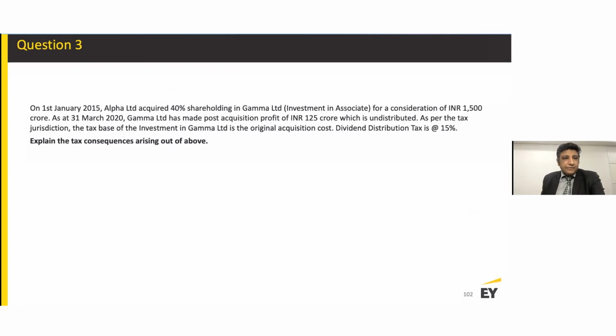We are given this scenario where it says that on 1st of January 2015, Alpha Limited acquired 40% shareholding in Gamma Limited, which makes it an investment in associate, for a consideration of 1500 crores. As at 31st of March 2020, Gamma Limited has made post-acquisition profits of 125 crores, which is undistributed. It simply means that Gamma has not paid any dividend out of this profit. As per the tax jurisdiction, the tax base of the investment in Gamma Limited is the original acquisition cost, that is, of course, 1500 crores. The dividend distribution tax is given at 15%. The question's requirement is to explain the tax consequences arising out of the above.